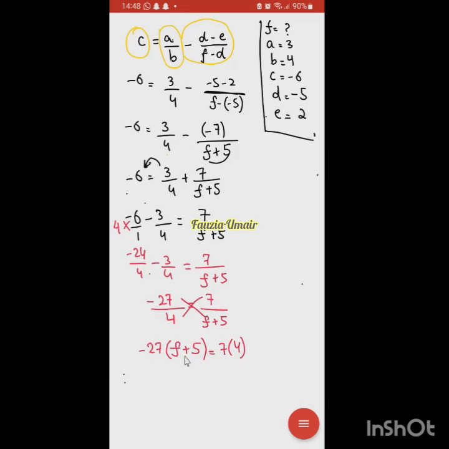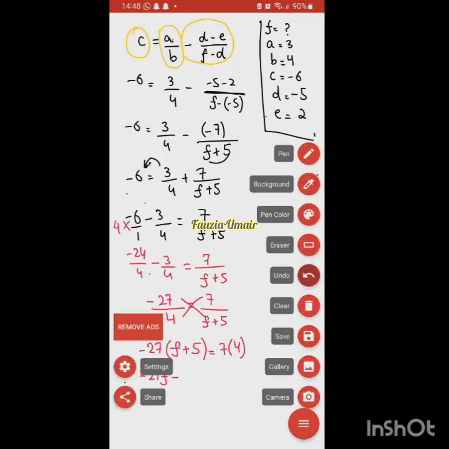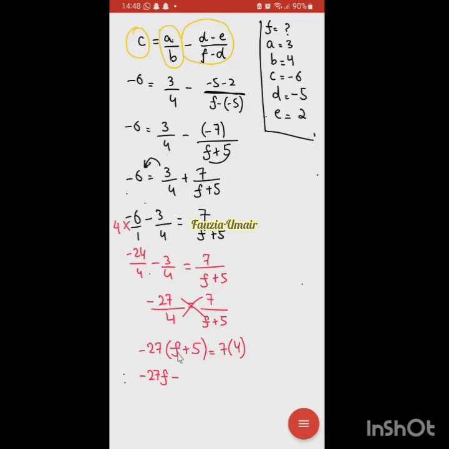Right? So now you can expand this bracket. Can you help me in writing, Abrish? What will come here after expanding it? -27f plus, minus times plus is minus, and because there is a minus sign, both signs will change. So 27 multiplied by 5, what is the answer? 135. Yes. So what is 7 into 4? 28. Very good. So -27f, take 135 on the other side, 28 plus 135.